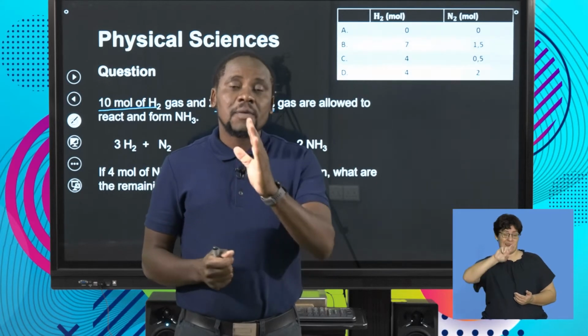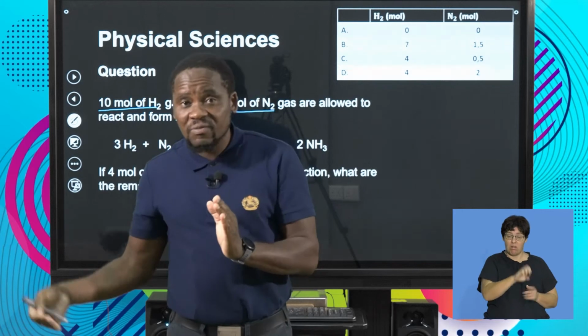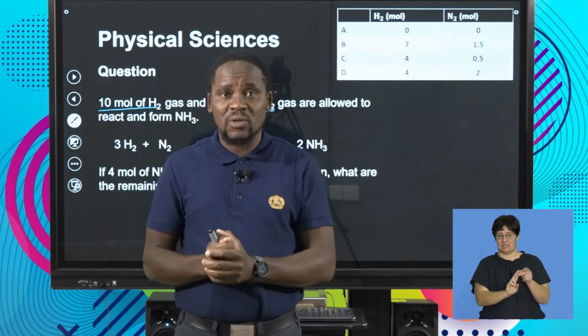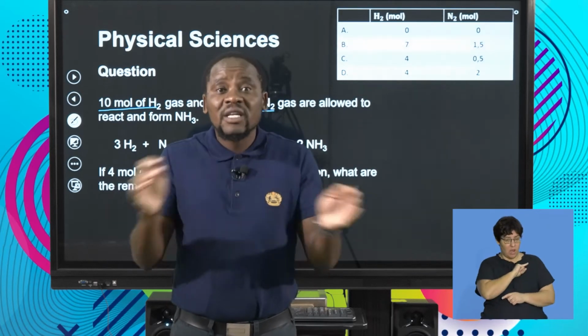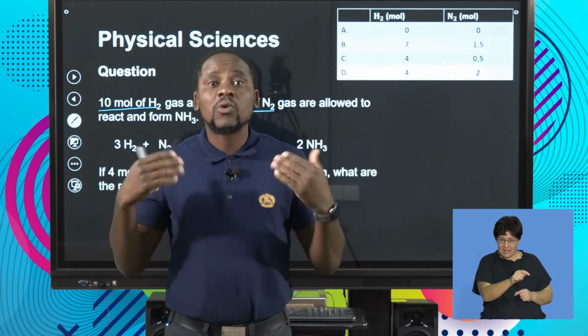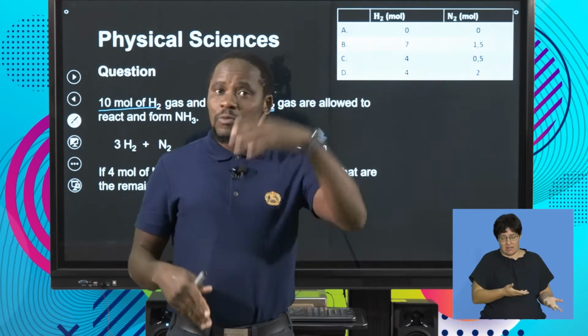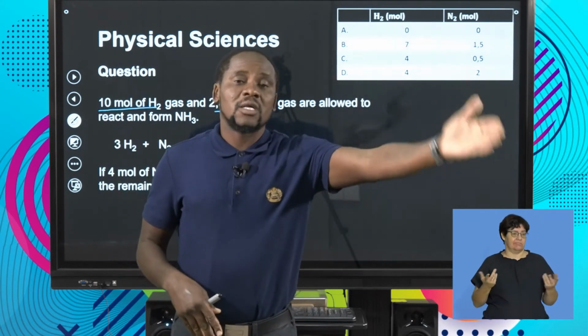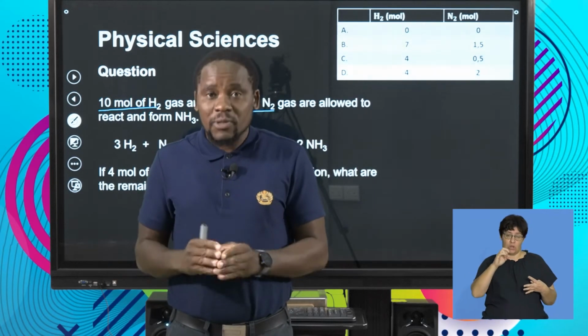So pay attention, the mole is the SI unit of quantity of matter. So we don't talk mass, we don't talk volume, we talk about a mole. Because why? A mole of any substance has the same, constant number of particles, whatever the particles could be. It could be ions, it could be atoms, it could be molecules. So we always talk about the mole, right?